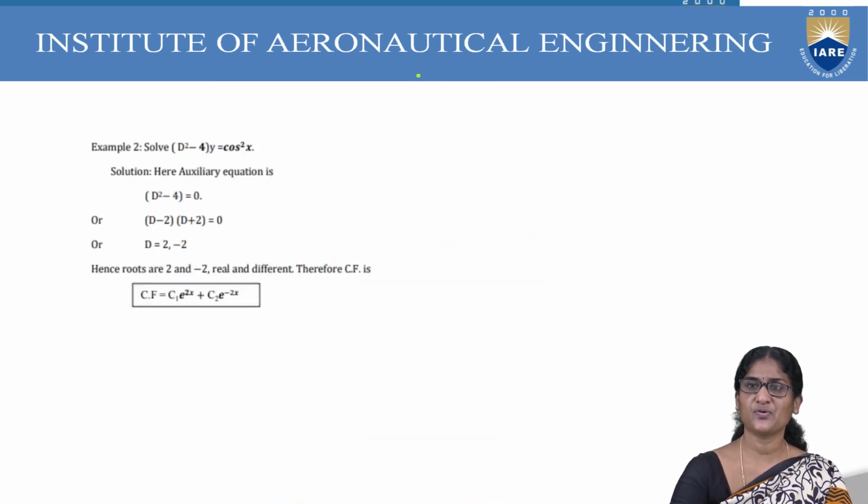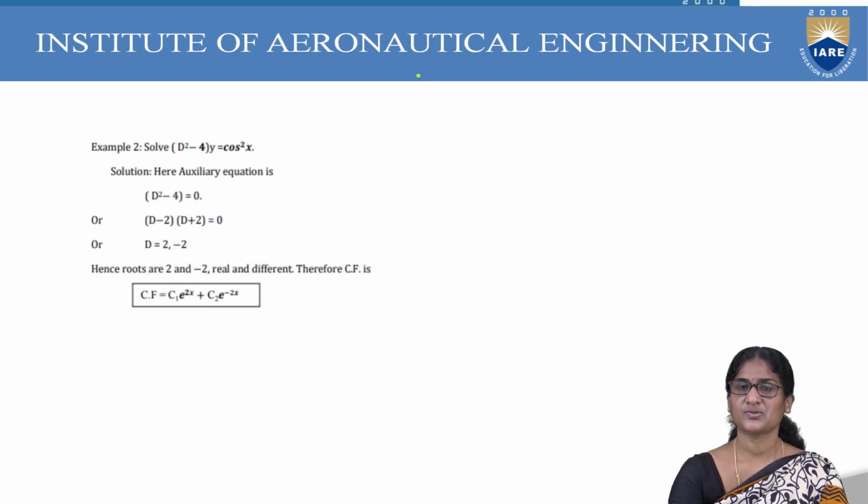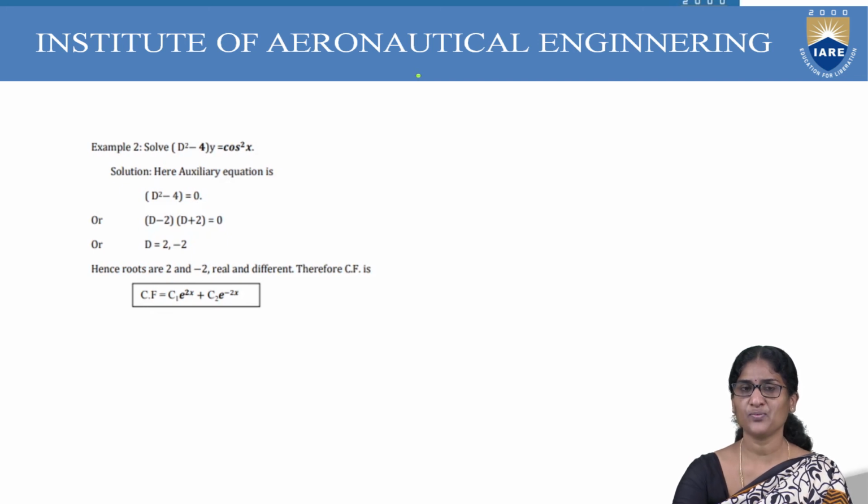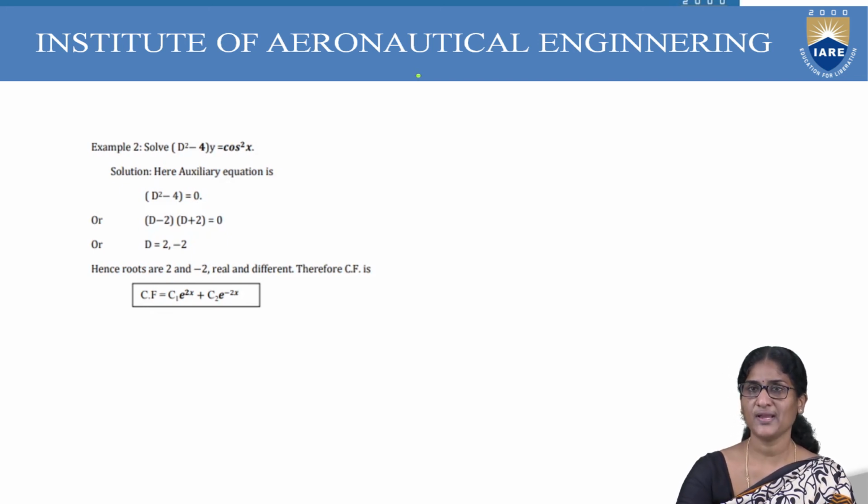Solve d square minus 4 into y is equal to cos square x. I'll repeat. Solve the differential equation d square minus 4 into y is equal to cos square x. Now, this cos square x can be changed to 1 plus cos 2 theta by 2, so that we can get cos 2x, because we have the procedure for only cos ax and sin ax. We don't have any specific procedure for sin square or cos square. So that has to be converted in terms of cos 2 theta, 1 plus cos 2 theta by 2 or 1 minus cos 2 theta by 2.